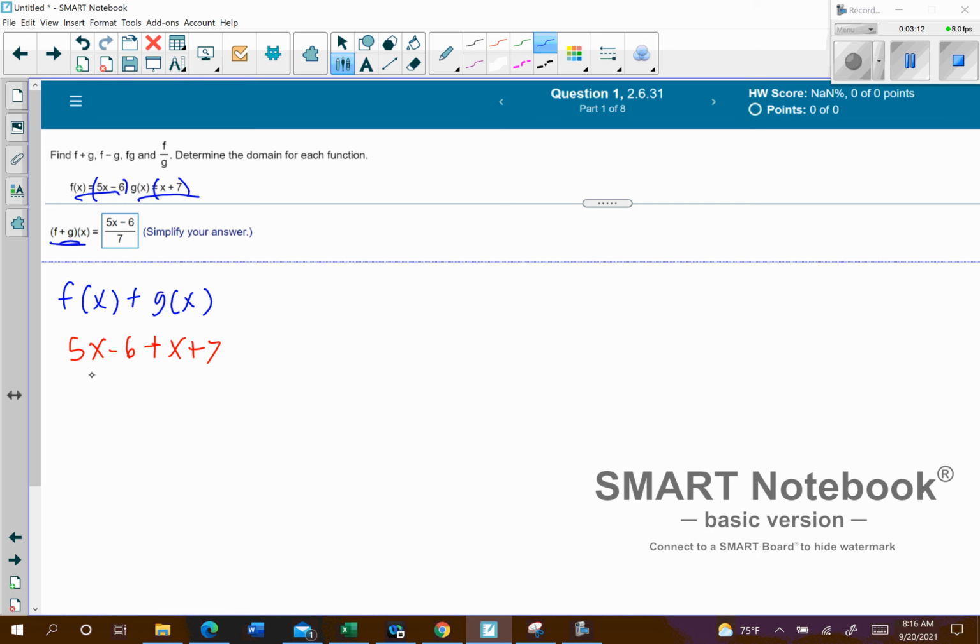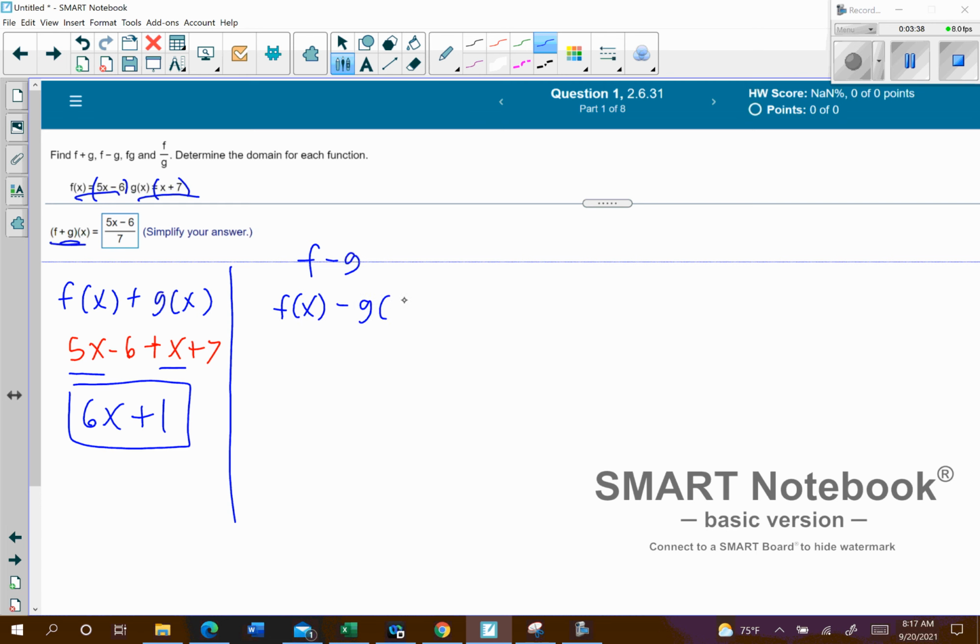And then all you have to do is combine your like terms. So 5x plus x would be 6x, and then minus 6 and a plus 7 would become a positive 1, or plus 1. And that's the first one right there, so that's when you add them together. Then for the next one, whenever you have f minus g, that's really just f of x minus g of x. We're basically going to do the same thing, except we're going to have a minus sign there, and it will need to be distributed.